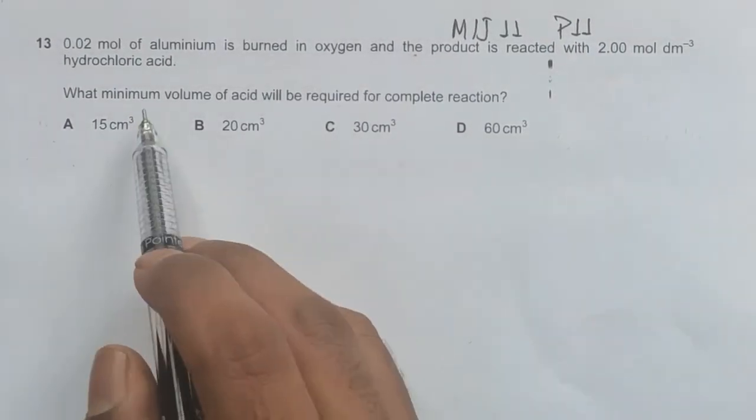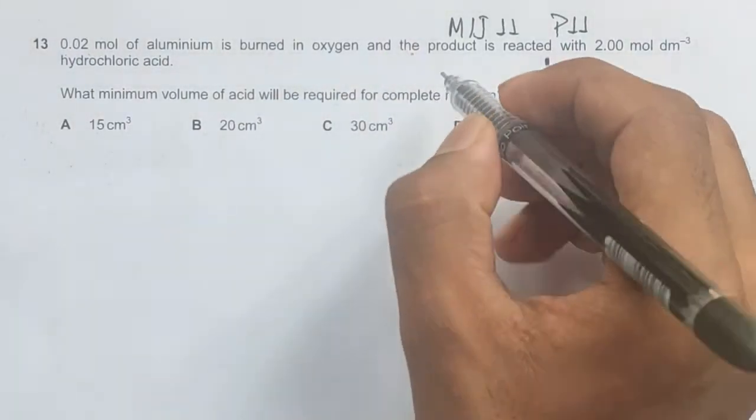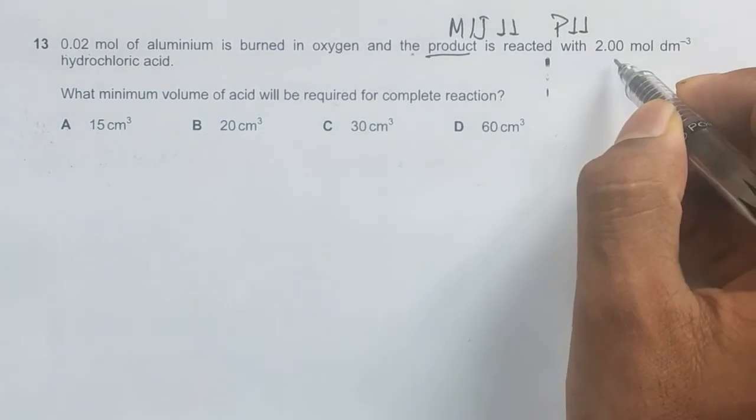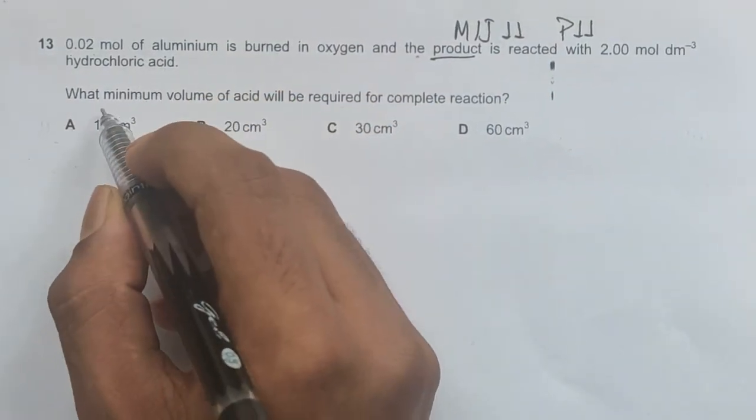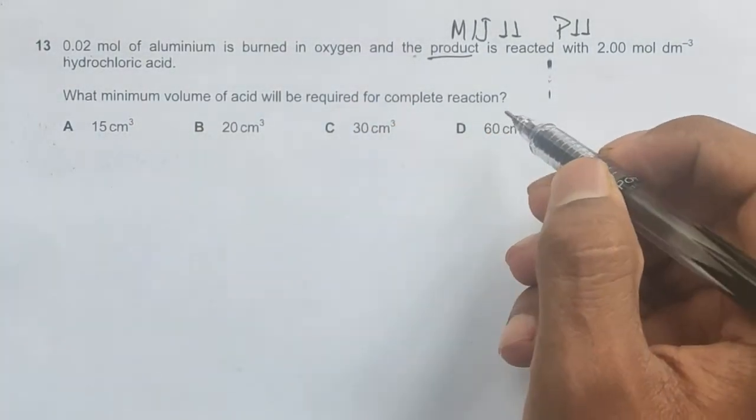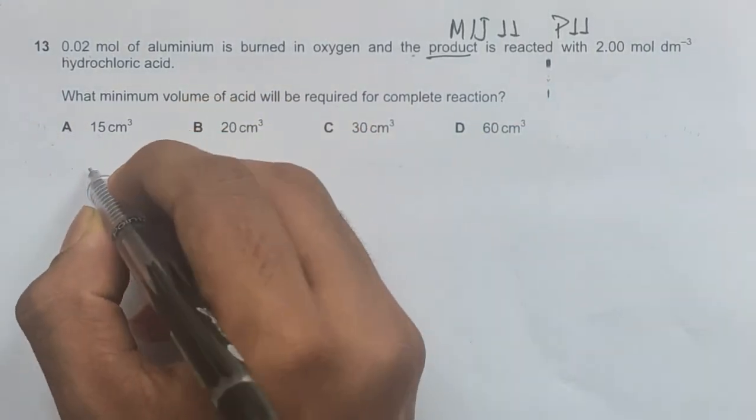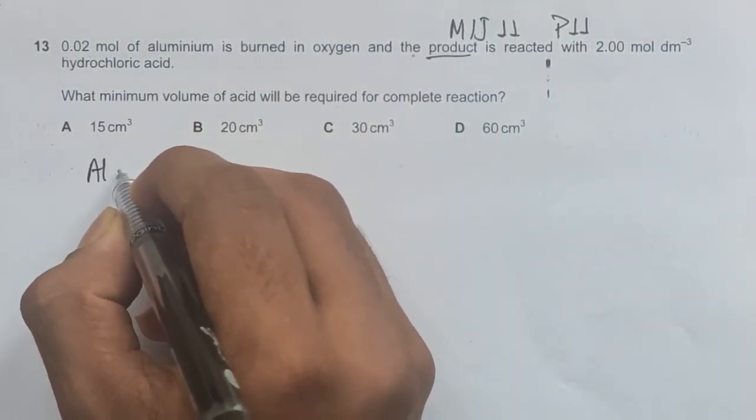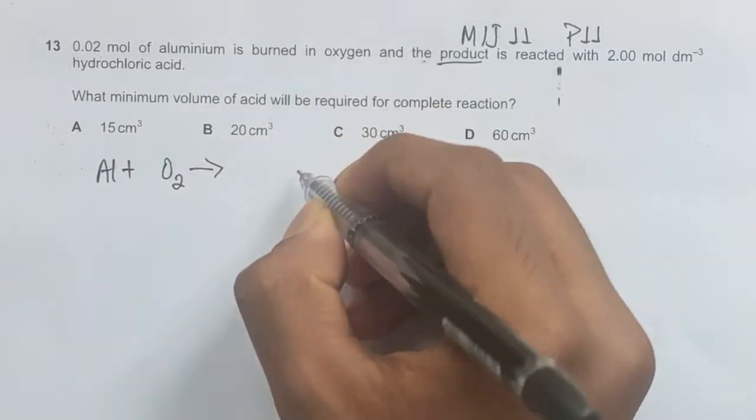The question reads: 0.02 mole of aluminium is burned in oxygen and the product is reacted with 2 mole per dm cube concentration of hydrochloric acid. What minimum volume of hydrochloric acid will be required for complete reaction? So we need to construct two equations here. The first will be aluminium is burned in oxygen. The product will be aluminium oxide.